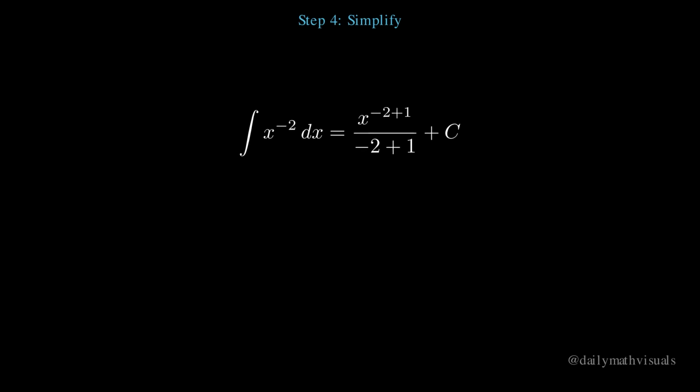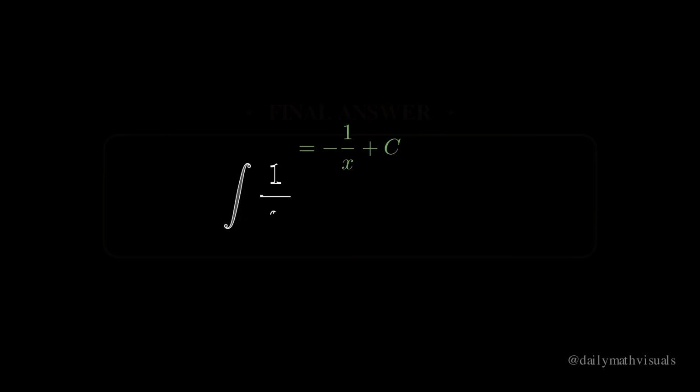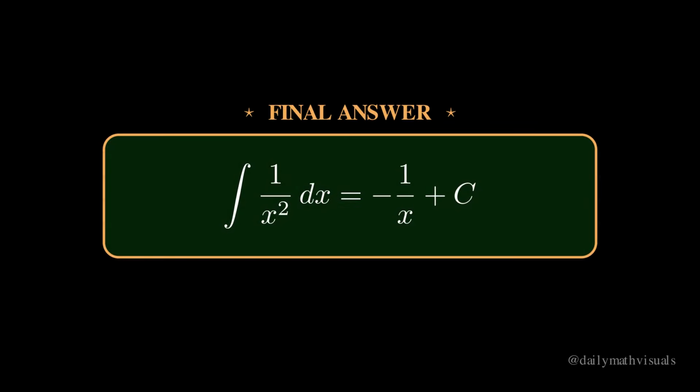Step 4. Simplify. Negative 2 plus 1 is negative 1. Dividing by negative 1 just flips the sign. And x to the negative 1 is the same as 1 over x. So our answer is negative 1 over x plus c. And there we have it. The integral of 1 over x squared equals negative 1 over x plus a constant c.